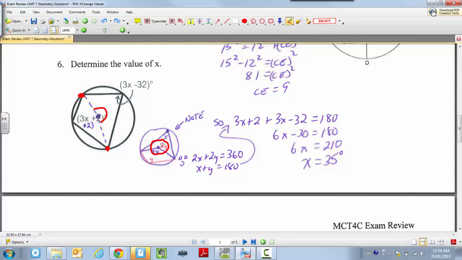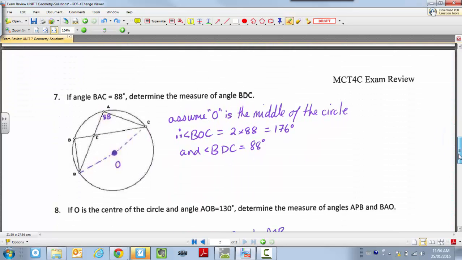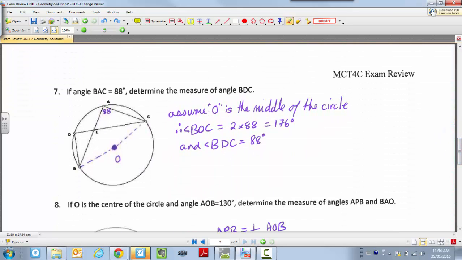But the key is that rule: this angle is double what that angle is, and this angle is double what that angle is. Okay, BAC. So this is again a similar question.